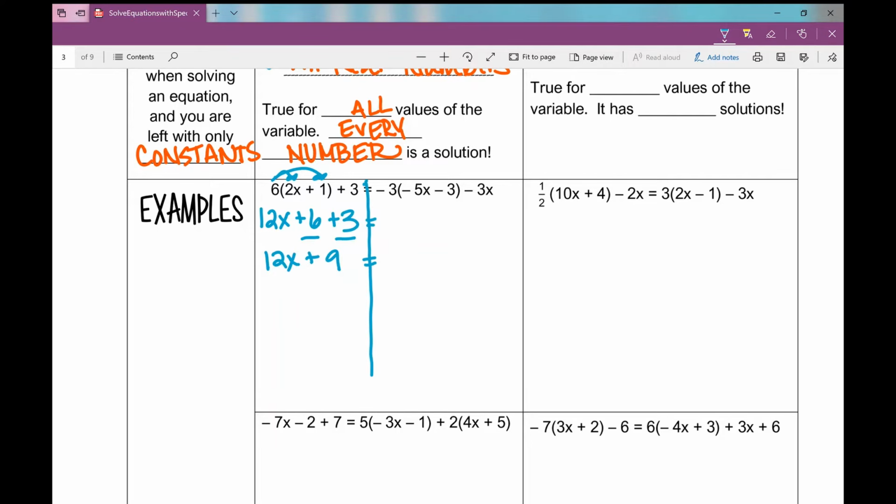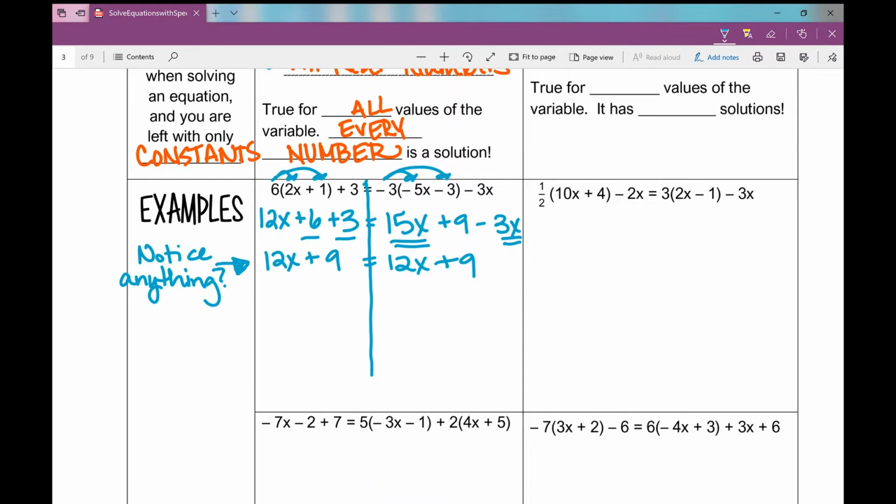So now I'm going to move to the right side. And I'm going to distribute this -3 into every term on the inside of the parentheses. And I get 15x plus 9 minus 3x. And then I'm going to combine like terms over here. 15x minus 3x is 12x. And I get 12x plus 9. Do you notice anything at this point? I have the exact same thing on both sides of the equal sign, so some of you might be able to recognize at this point, I have the same exact thing on both sides of the equal sign.